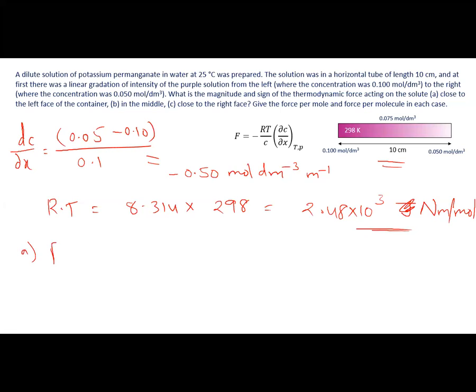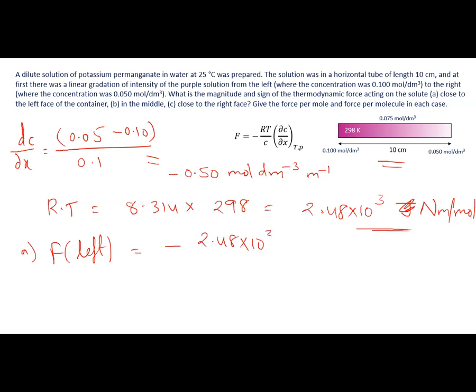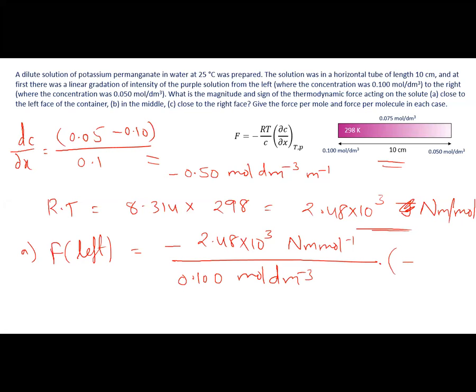So let's do that. F at the left face of the container is going to be negative 2.48 times 10 power 3, in Newton meter per mole, divided by the concentration at the left face, which is 0.100 mole per dm cube. The whole thing times the concentration gradient that we found, negative 0.50, and the units are mole per dm cube per meter.